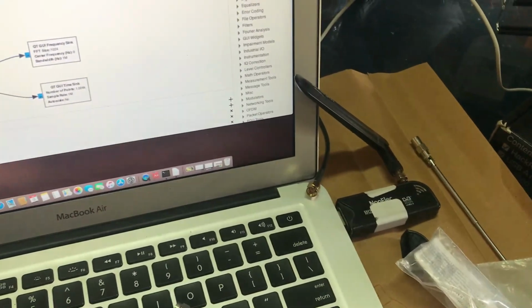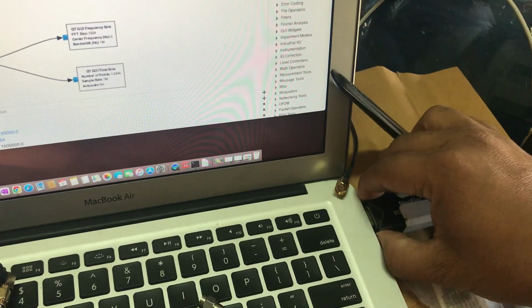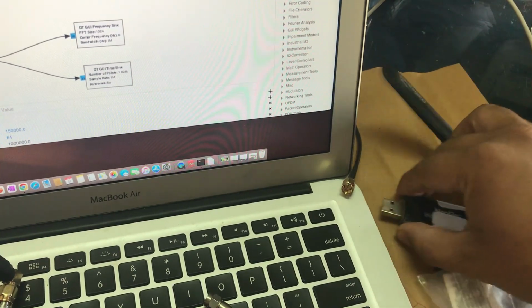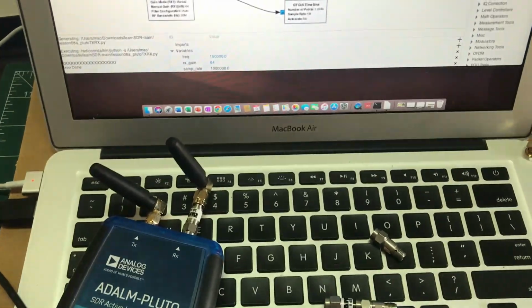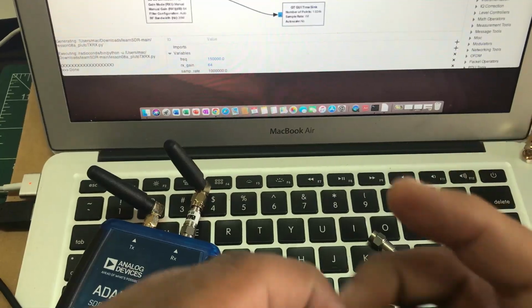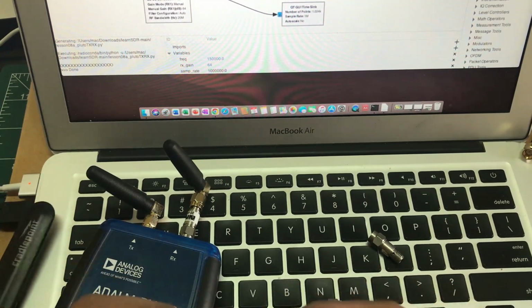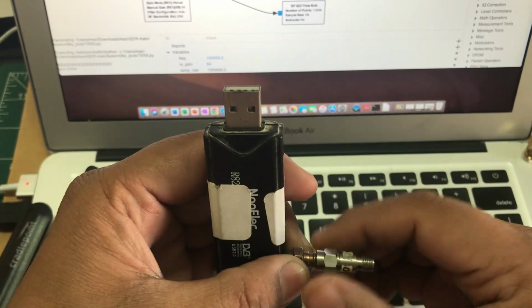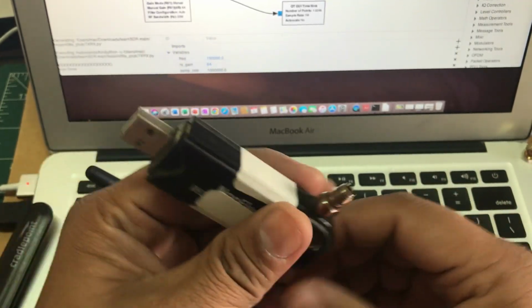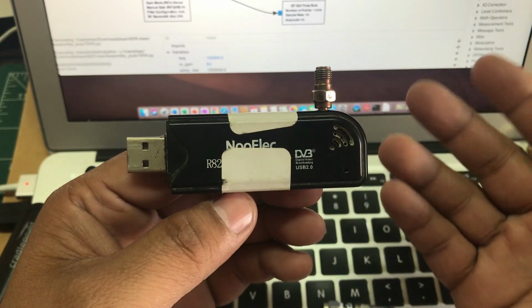You can also perform exactly the same test using your RTL-SDR dongle. With the RTL-SDR dongle, the way I would do it is, I'm just going to simply unplug this, and unscrew this. I'm going to put my attenuators right here, and based on that I'm going to try to receive a signal first, because this is a receive only dongle. RTL-SDR dongles are receive only.